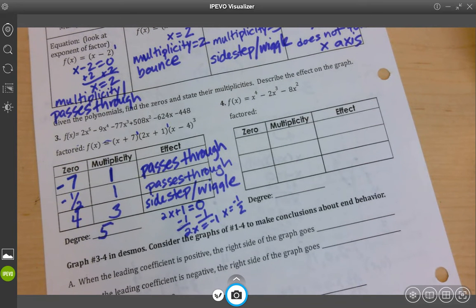The next one is not factored for you, so we have to factor it. What would be the first step in factoring that? So I think it is in standard form. What kind of factor should we look for first?